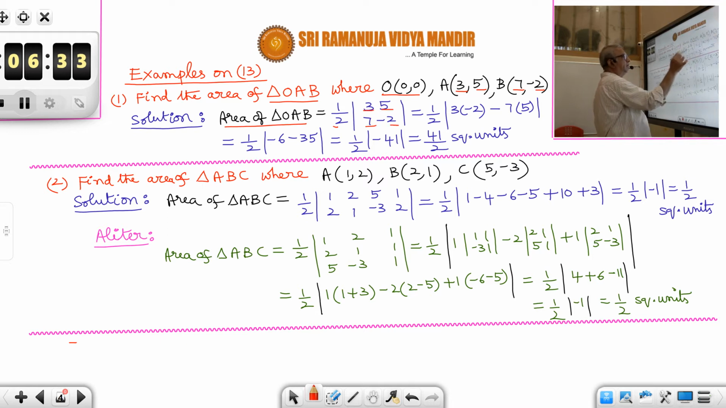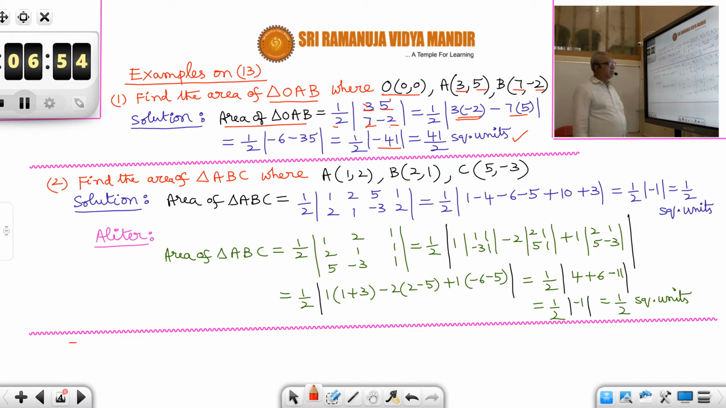So expand: half into 3 into minus 2, minus 7 into 5. So half into mod of minus 6 minus 35, that is minus 41. But mod of minus 41 is 41. So 41 by 2 square units.